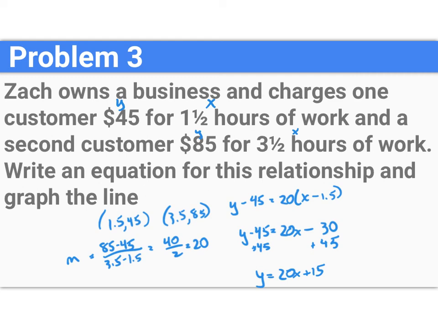So whatever Zach does is a $15 fee for him doing anything. And then if you put in 1 times 20 is 20 plus 15 is 35. But if you put a 1.5 in there, you get 30 plus 15 is 45. And it makes sense. You should be able to put the numbers back in and have the points work out.